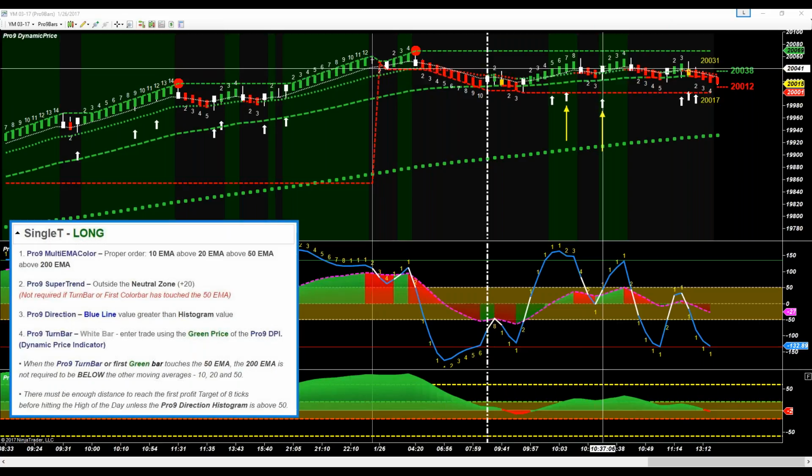So here for this single T, we do have all 4 of our EMAs in the correct order. We do have our blue line greater than the histogram. And notice here that the blue line did turn white. It will turn white as a visual indication that the blue line crossed from one side of the histogram to the other.